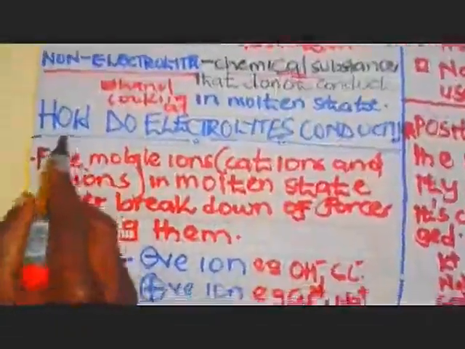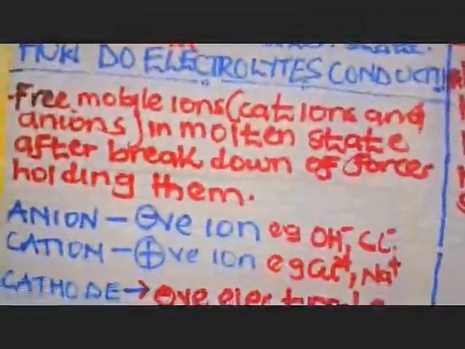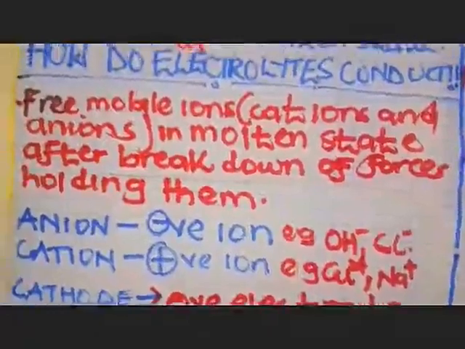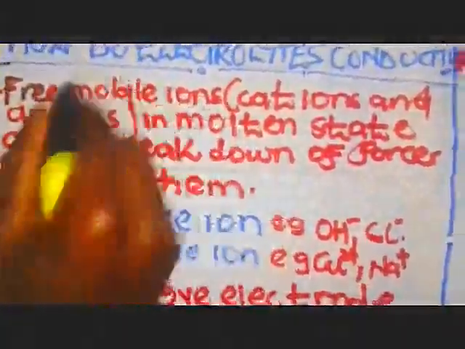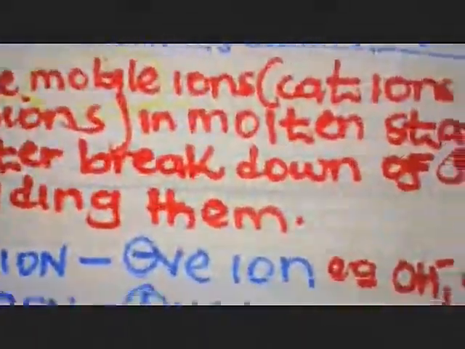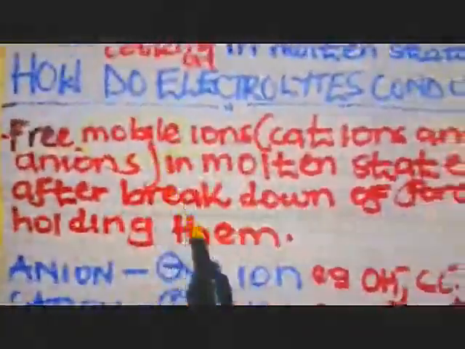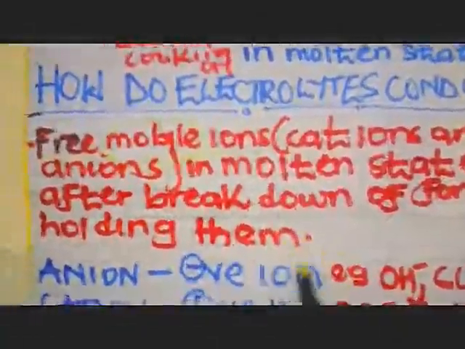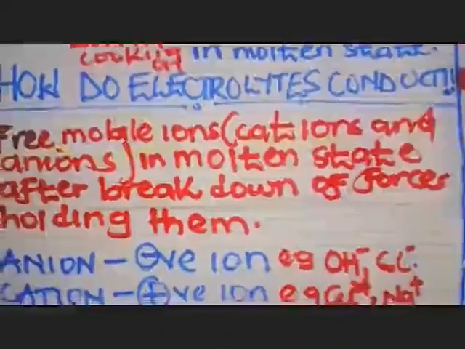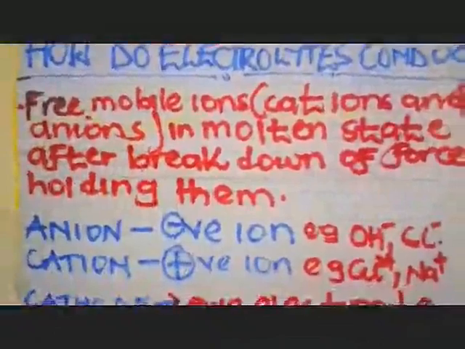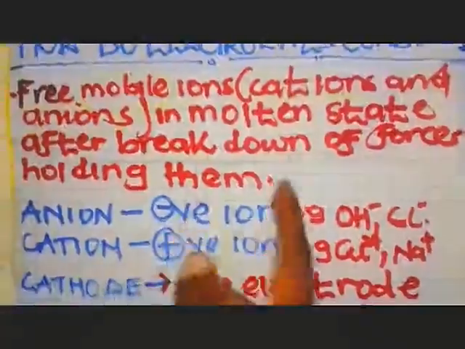Now, the big question is, how do electrolytes conduct? Our main emphasis on the conductivity of the electrolytes, we shall put on what we call the free mobile ions. These free mobile ions are very, very vital. An electrolyte can conduct because of the ability of that electrolyte to break down or to dissociate to form what we call the positively charged ions, which we are calling the cations, and then the negatively charged ions, which we are calling the anions. Remember, even in the solid state, the cations and anions are there.